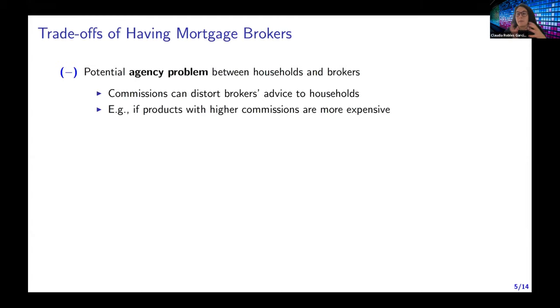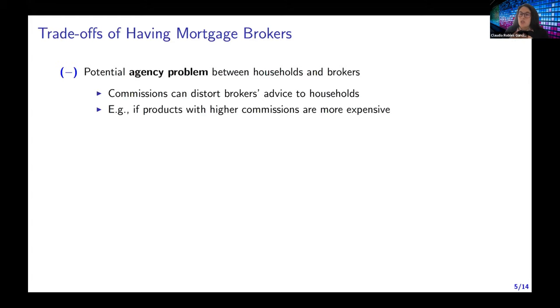Now, the papers that I mentioned before focus on this side of the problem. So this is more of a demand approach: consumers demand broker services, and brokers' recommendations might be distorted by supply-side incentives. The goal of this paper is the following. On the one hand, I'm going to try to quantify this agency problem and see whether it's actually there.